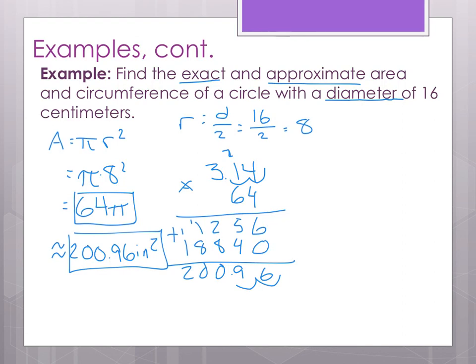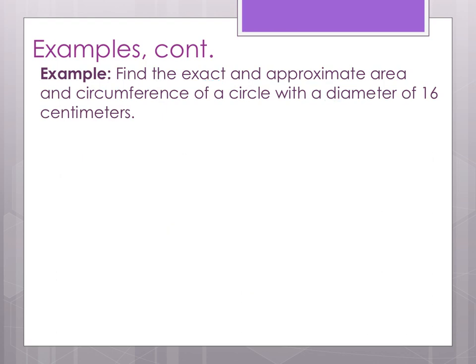Now give me just one moment while I pause and make more room so we can find the circumference again. Alright, now it's time to find the circumference. We could use the 2 pi r formula that we used before, but remember when we have that second formula, circumference equals pi times the diameter. Since we're given the diameter here, that's going to be the easiest way to find the circumference.